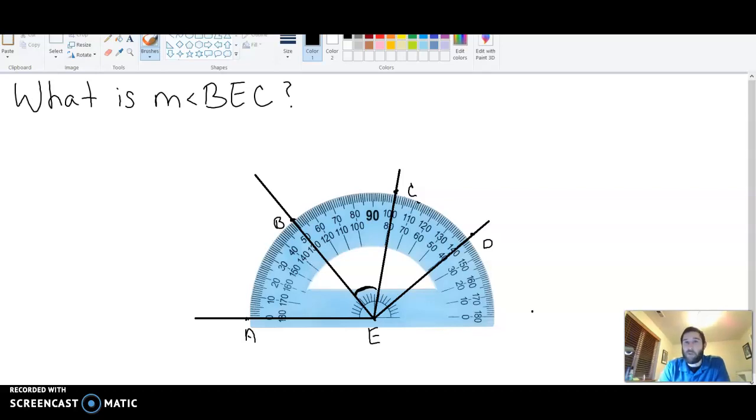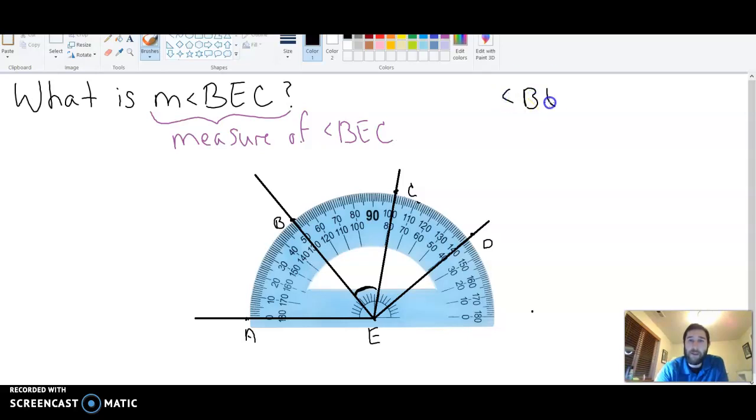Well, hello. So, in this example today, we're talking about angles, specifically finding the measure of angle BEC. So first things first, that's what this stands for here. The M with the angle sign, BEC, stands for the measure of angle BEC. So that's what that little M stands for in the front. If we just wanted to talk about an angle BEC, we just write it like that.